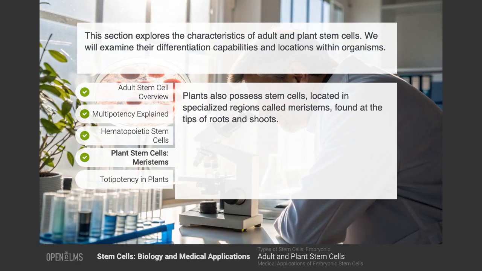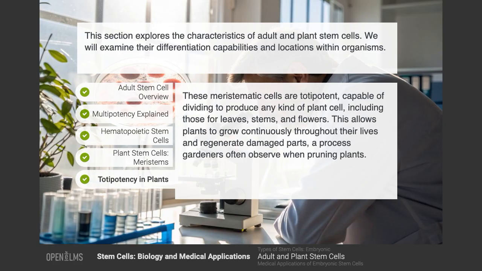Plants also possess stem cells, located in specialized regions called meristems, found at the tips of roots and shoots. These meristematic cells are totipotent, capable of dividing to produce any kind of plant cell, including those for leaves, stems, and flowers. This allows plants to grow continuously throughout their lives and regenerate damaged parts, a process gardeners often observe when pruning plants.